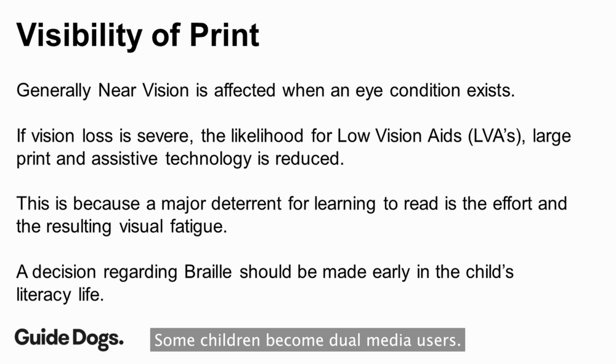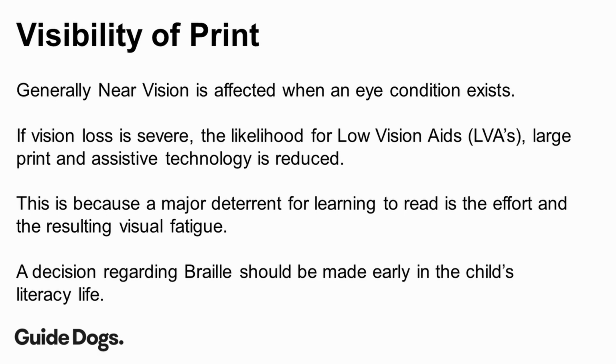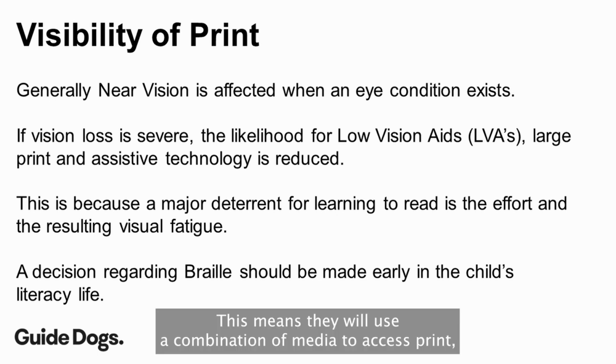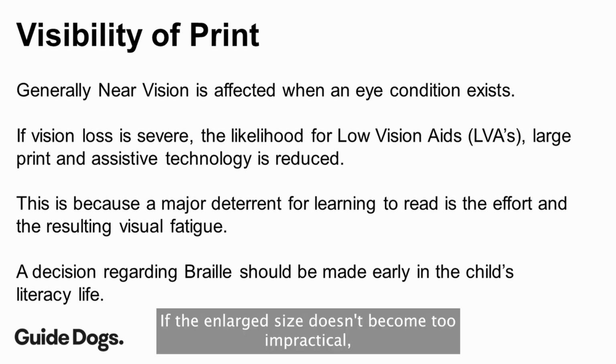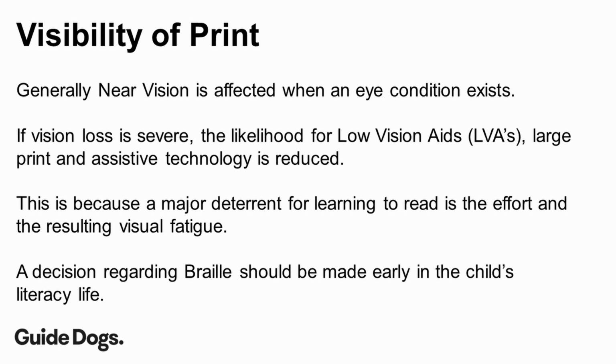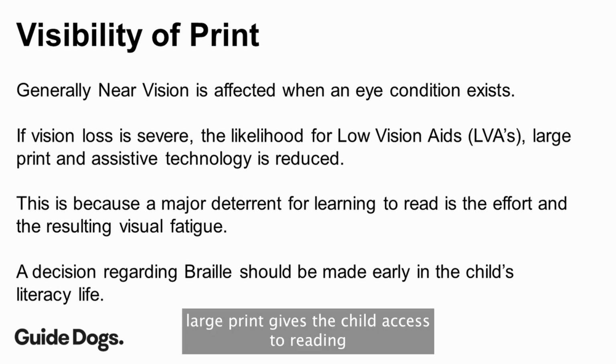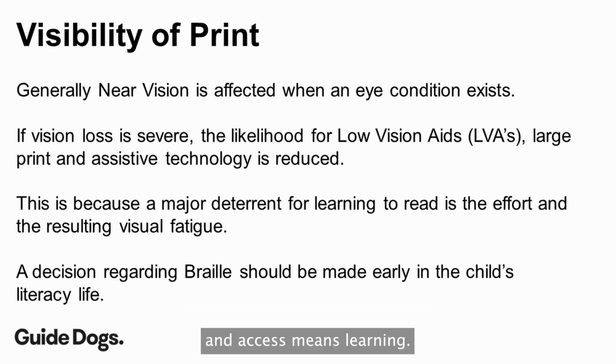Some children become dual media users. This means they will use a combination of media to access print, such as large print, low vision aids known as LVAs, and Braille. If the enlarged size doesn't become too impractical, large print gives a child access to reading, and access means learning. School-age students usually will be able to report what size print they prefer.